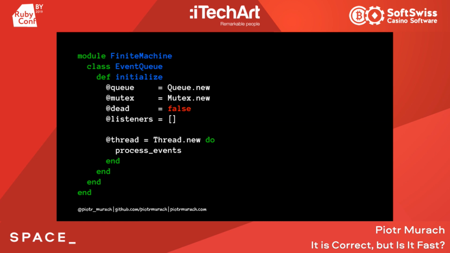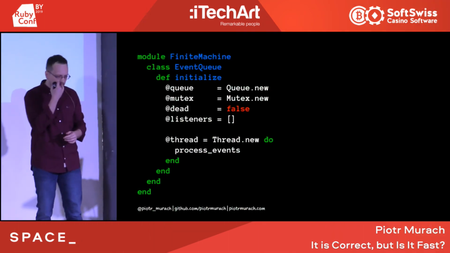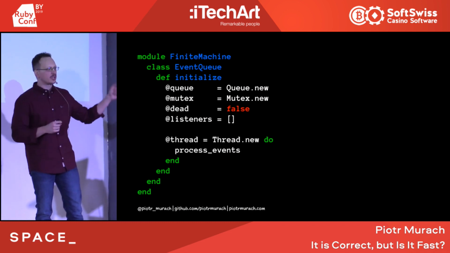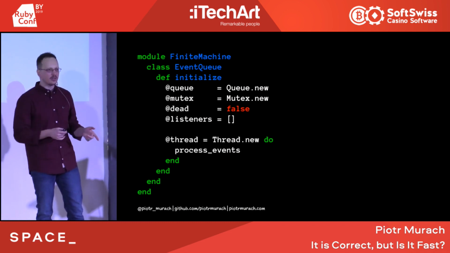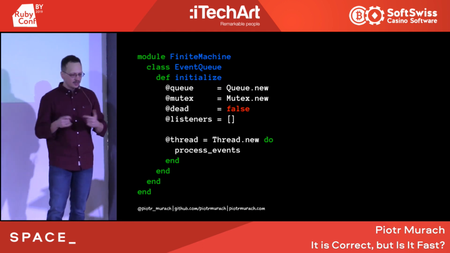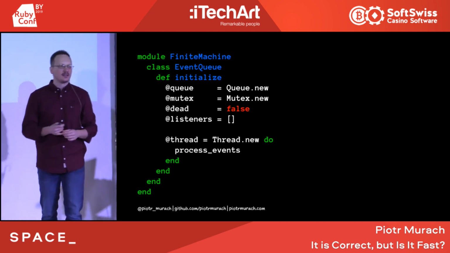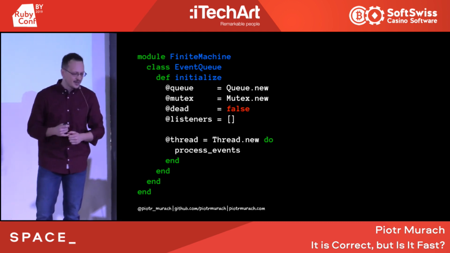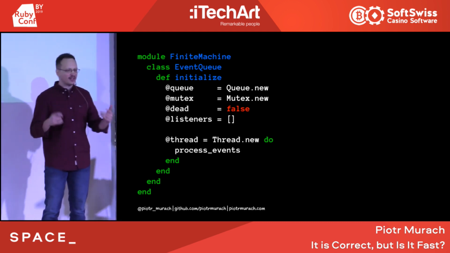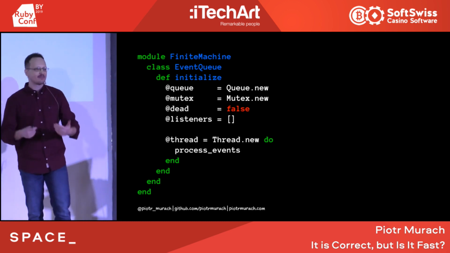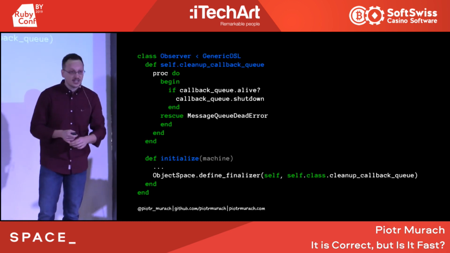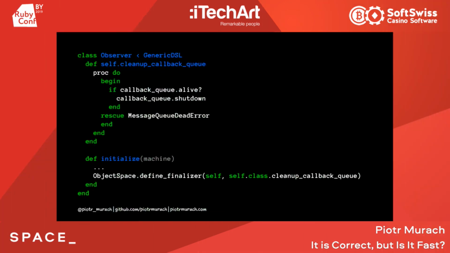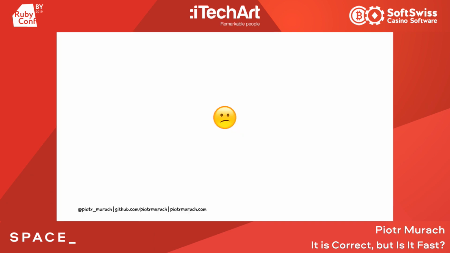The culprit was the event queue. If you remember, when I was transitioning from red to yellow, I was storing all the events in the event queue and firing a background thread. But the problem was that this background thread was never killed. So when the finite machine went out of scope, the memory kept on growing. I decided to temporarily fix it by using an object finalizer to manually kill the event queue. But I wasn't really satisfied with the solution.